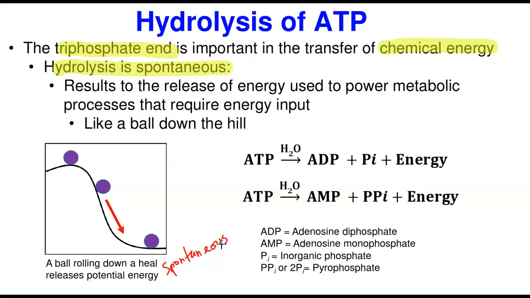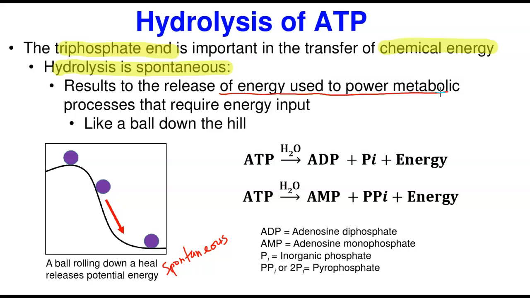So this hydrolysis results in the release of energy used to power most metabolic reactions that require the input of energy. Some reactions cannot take place and will only require energy given to them by ATP for the reaction to go on. All right. So what this does is to push reactions that are non-spontaneous so that they can be spontaneous and actually proceed in the direction of the reaction.